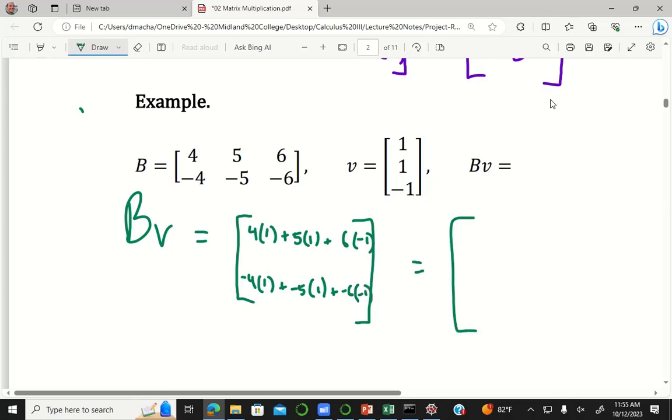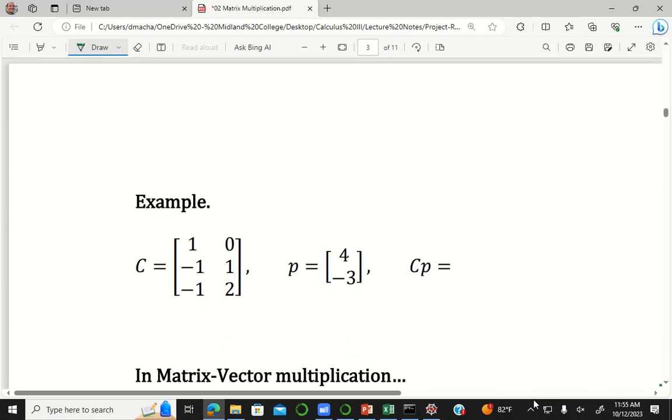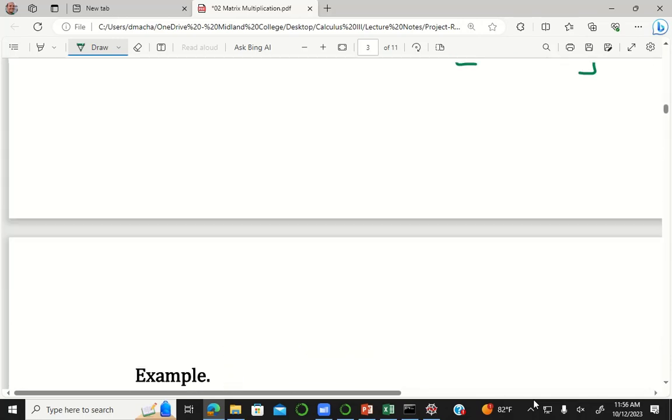And that is going to be 3. And negative 3, I think. Yeah, that makes sense because the first row and the second row are just the opposite. So that's going to be the matrix vector product. Okay, do you have questions about how a matrix vector product is found?